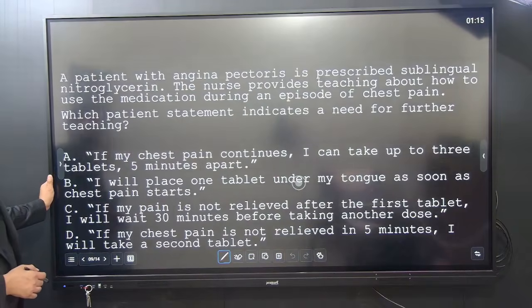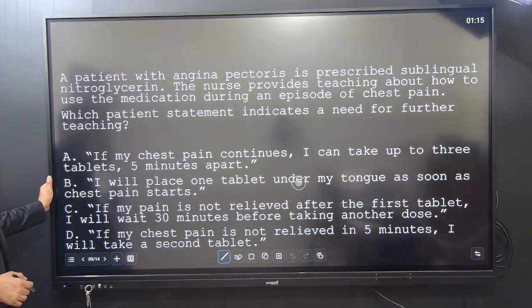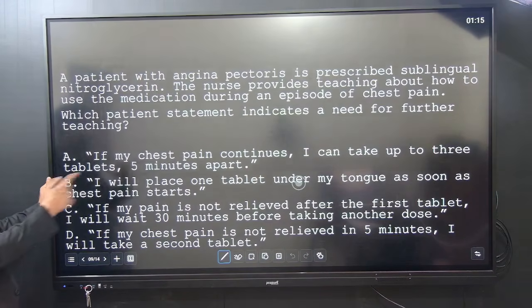A patient with angina pectoris is prescribed sublingual nitroglycerin. The nurse provides teaching about how to use the medication during an episode of chest pain. Which patient statement indicates the need for further teaching? This means we have to identify the incorrect statement. This statement will be our answer here.